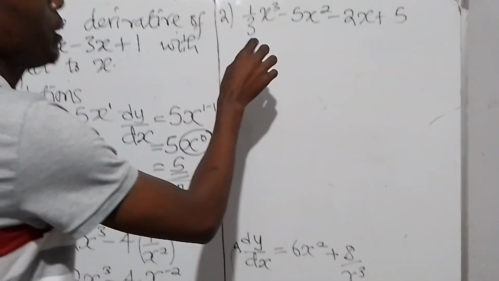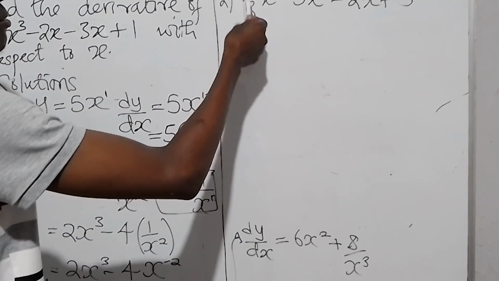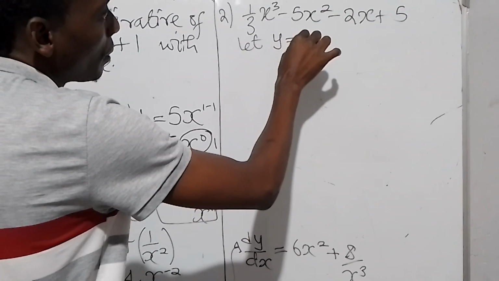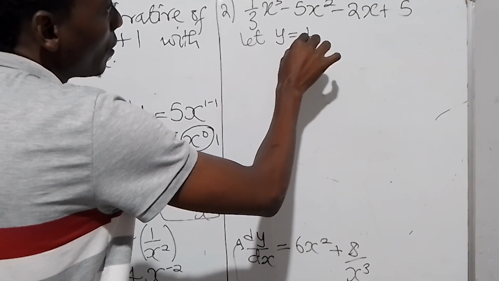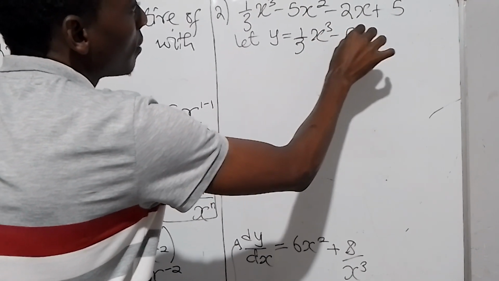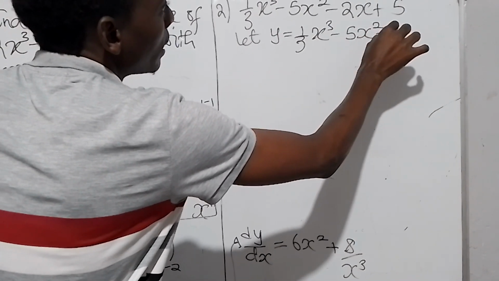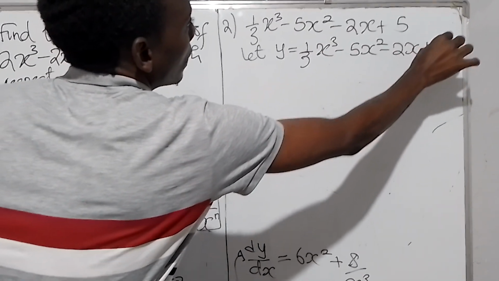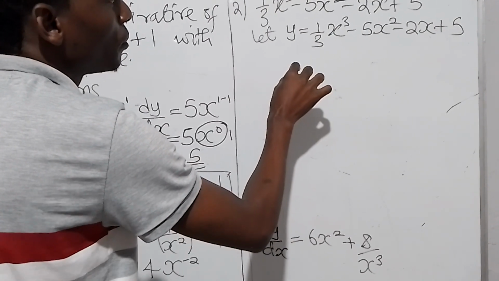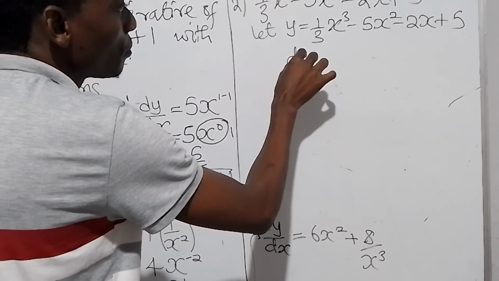And now number 2 here, you can see that for this function we are never given y. So we just let y be equal to 1 over 3 x cubed minus 5x squared minus 2x plus 5. So for now we have to find dy/dx.